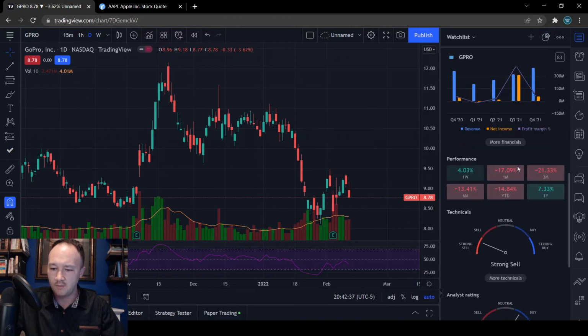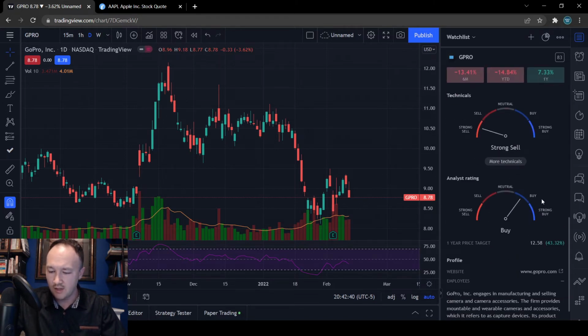They do have an analyst rating, and the 1 year price target is $12.58 compared to where GoPro is currently trading at $8.78, and that is 43% upside in 1 year. This is what the professionals see, right? That's a big difference because this is a smaller company. There's a lot more risk, a lot more volatility, a lot more potential for big swings, right? So that's why the analysts see a big swing to the upside on this GoPro, which is a smaller stock.